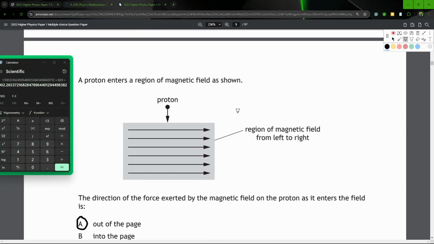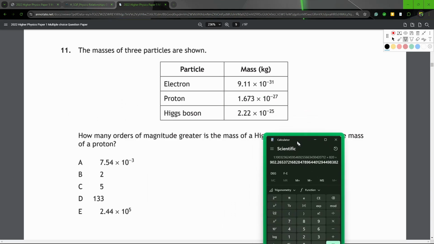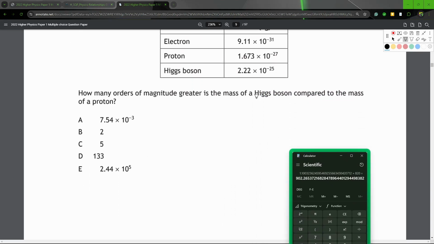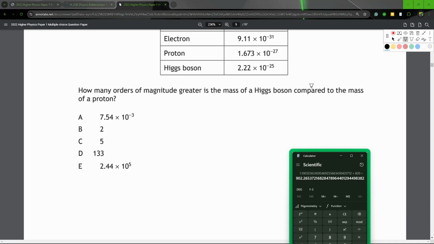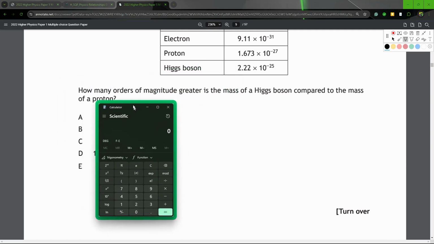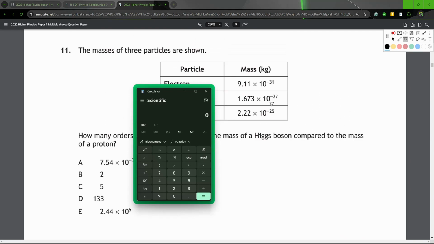If you want, I could do a proper tutorial on this because I know for screen recording it's quite difficult to tell. The masses of free particles are as shown. You've got an electron, a proton, and the Higgs boson. How many orders of magnitude is the mass of a Higgs boson compared to the mass of a proton? So the way we're going to do this is you can just compare it and say, okay, it's about 2 orders of magnitude. Which, yeah, is the correct answer if you just want to look at that.